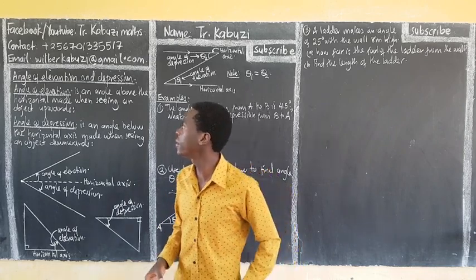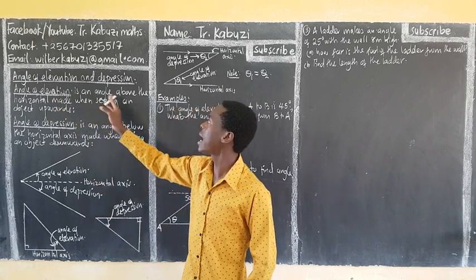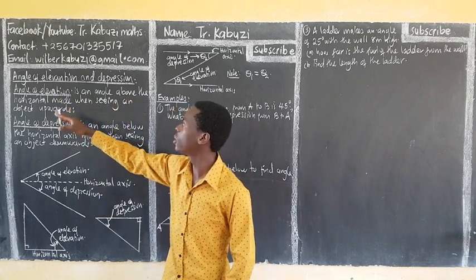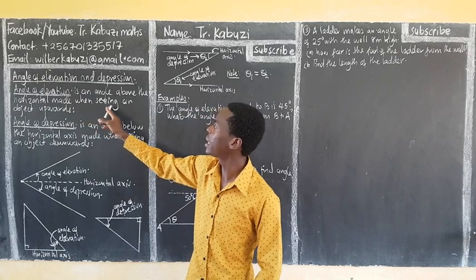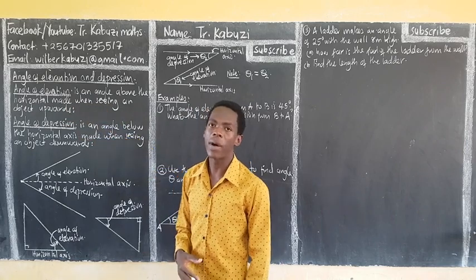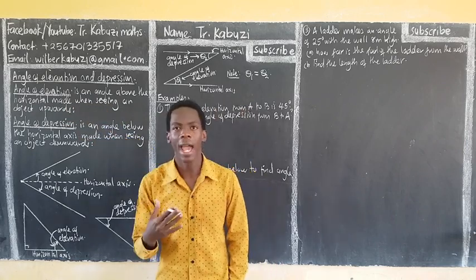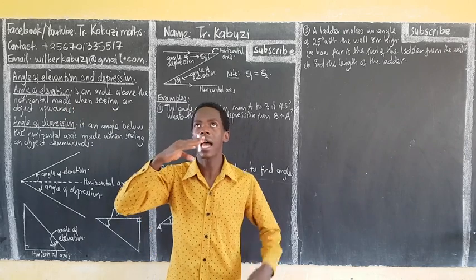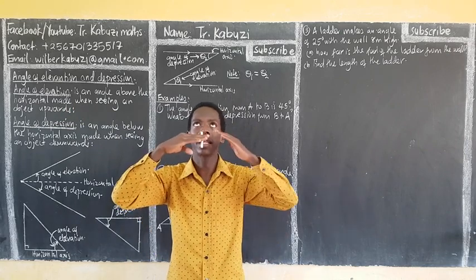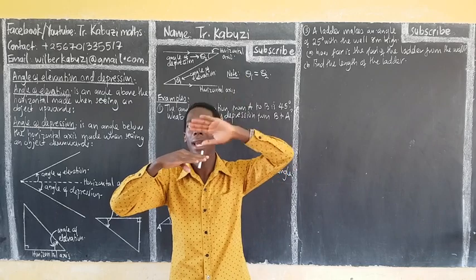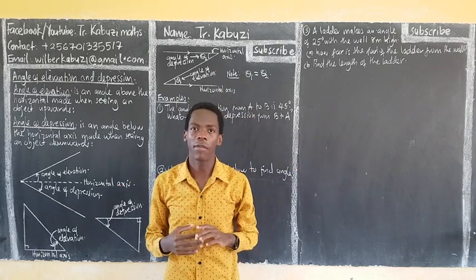Okay, let's go through this. The angle of elevation is an angle above the horizontal made when seeing an object upwards. So when you look at my eyes, when I look up, there's that angle. If this is the horizontal, there's that angle I make when I'm looking up. That's what we call the angle of elevation.